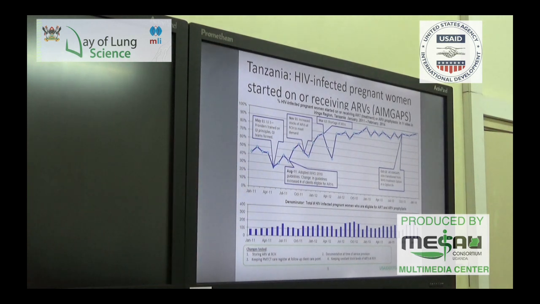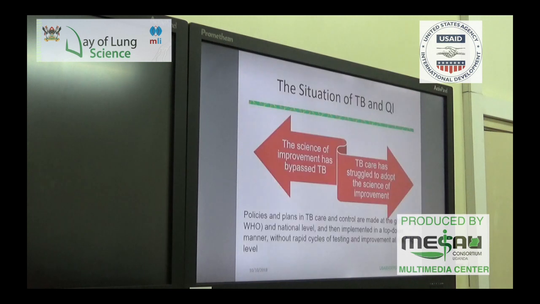And so when it comes to TB, however, there is a puzzle or a situation, and this is from an outsider observing, because this is the first time I'm actually working on TB. The science of improvement has actually probably bypassed TB, or TB care has struggled or is struggling to adopt the science of improvement. So somehow we want to try and bring those two arrows to face the same way and merge, so that we're using quality improvement to improve TB care.